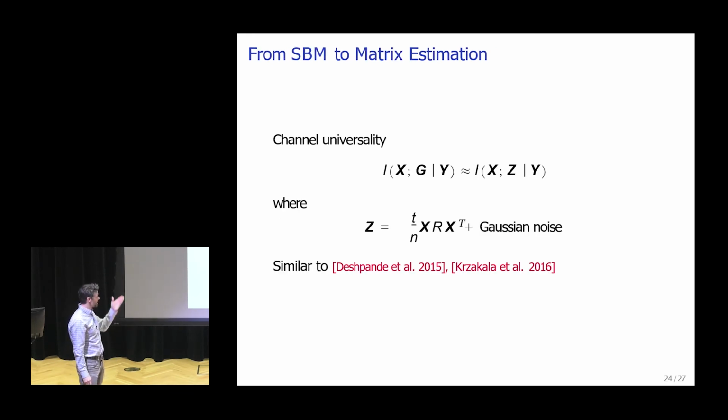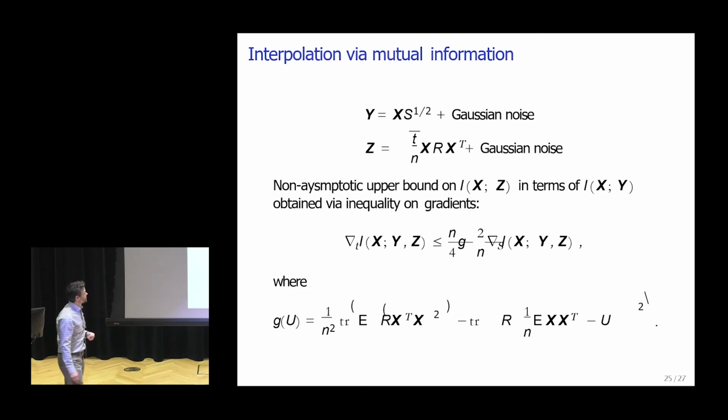The second step is exactly what Jean alluded to before, the idea of channel universality. We showed that the mutual information is very similar to what you'd get had we instead seen something under Gaussian noise. So the main technical problem is how we go from this matrix estimation problem to the signal plus noise problem. And this is what I have here: Y is signal plus noise.